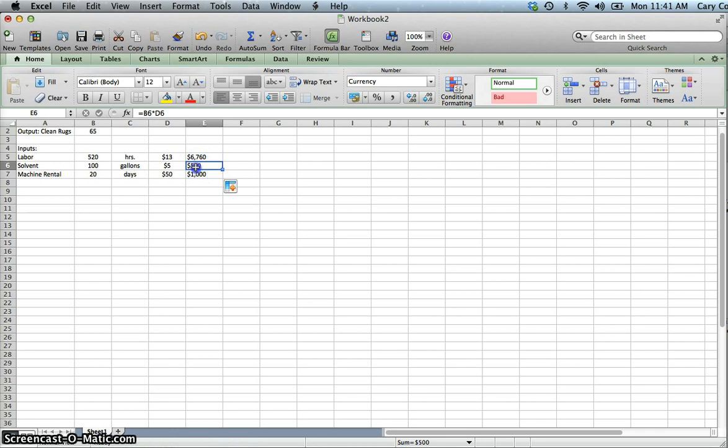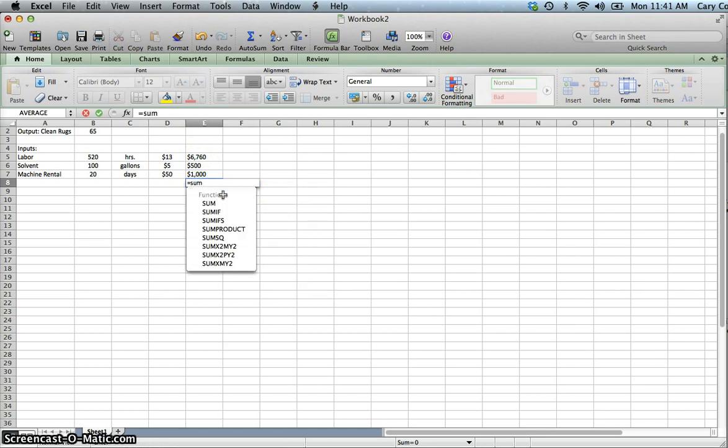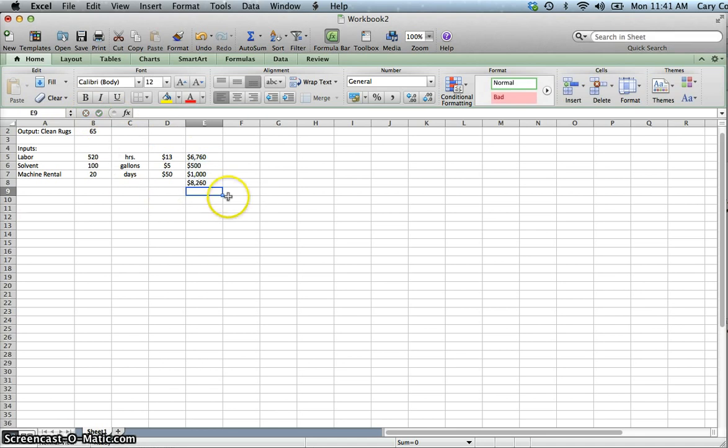So we'll double check once again. We take the 100 gallons of solvent, we pay $5 a gallon. That gives us $500 worth of solvent. And then 20 days of machine rental times $50 a day is $1,000 in machine rental. You'll see that we now have them all into dollars, and so they can then be combined. So we're going to sum these up, close parentheses. And so we have a total of $8,260.